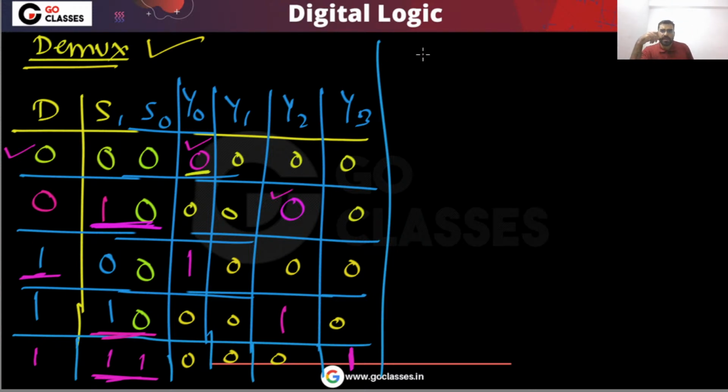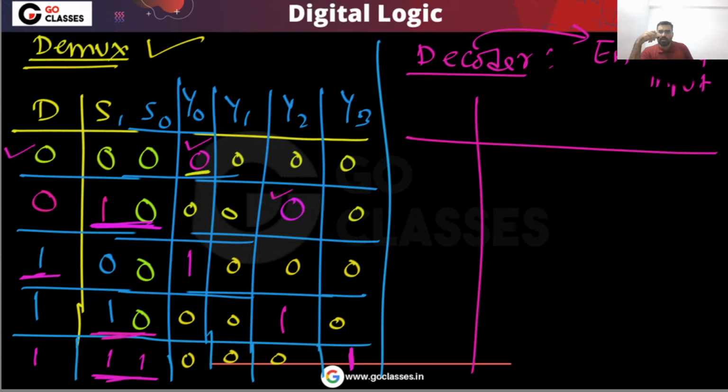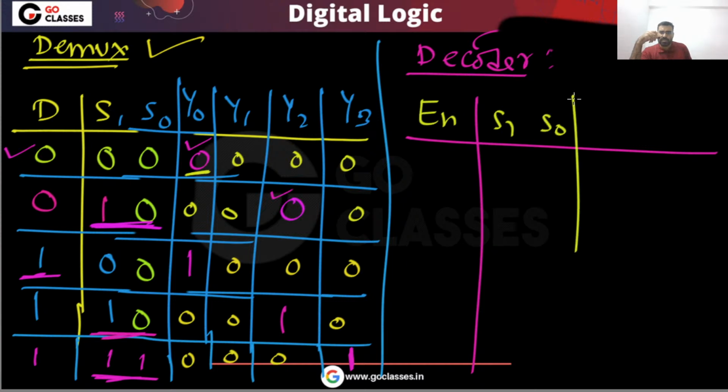Very simple. Now let's see the same thing for the decoder. Assume that in the decoder, enable is working as the data input. So let's see this decoder. In the decoder, this is your en, this is your s1, this is your s0, and you have y0, y1, y2, y3. The same rows I will take.